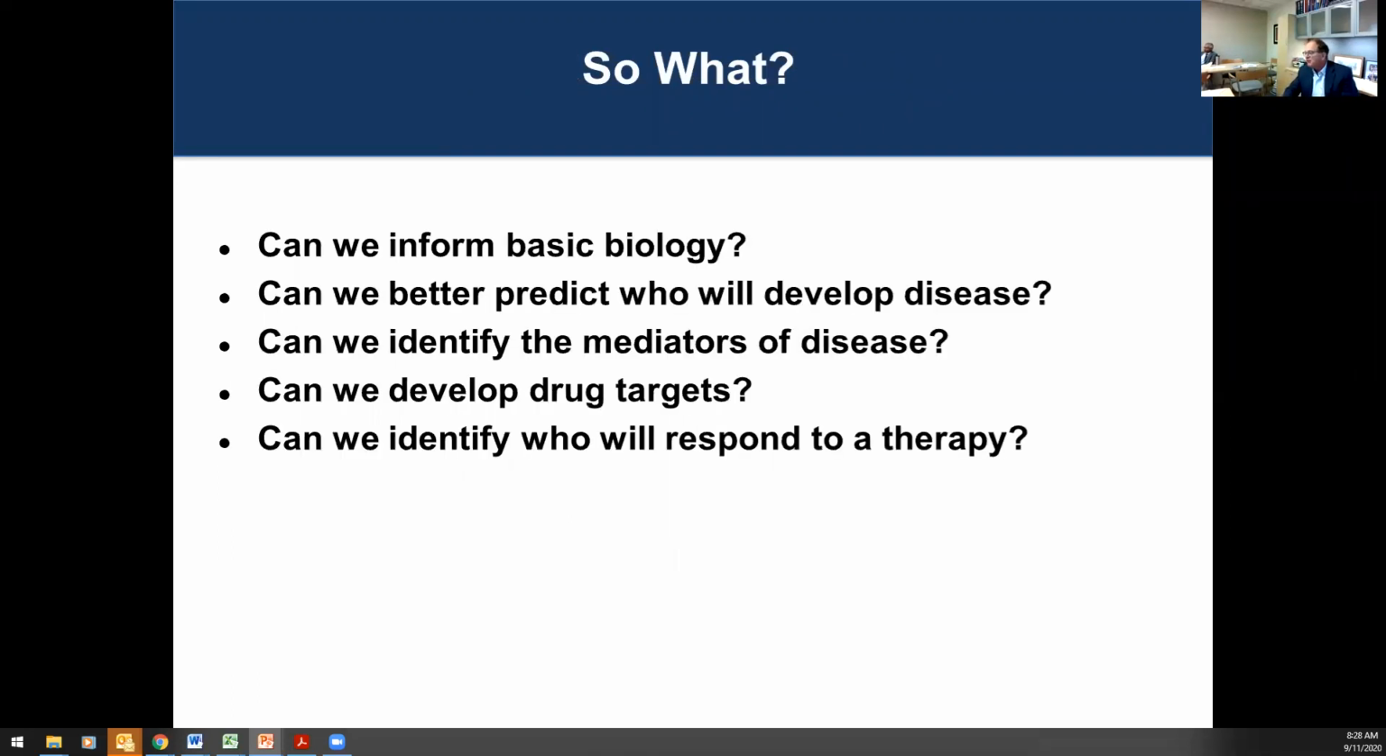So here's the inflection point in the talk, and that is kind of, so what? What are you going to do with big data? Is it going to inform basic biology? Is it going to help us predict who will develop disease? Can we identify the mediators of diseases? Can we develop drug targets? Can we identify who will respond to a therapy?